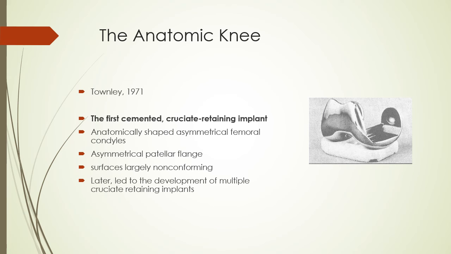Compared to the total condylar knee and IB knee, which used an engineering mechanism to recreate the function of the knee, there was also the other school of approach, the anatomic approach, by Townley, the anatomic knee in 1971. This is the first cemented cruciate retaining implant. The implant was anatomically shaped. It had asymmetrical femoral condyles and asymmetrical patellar flange.